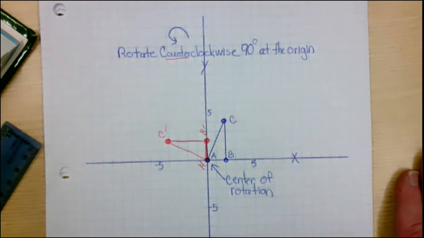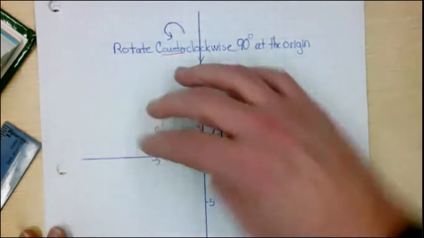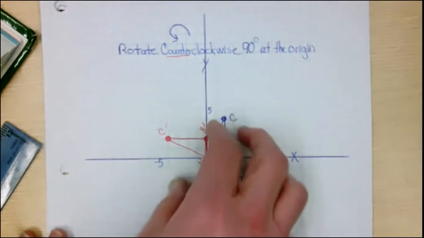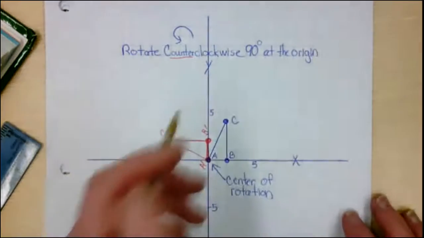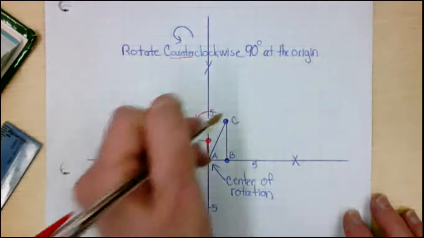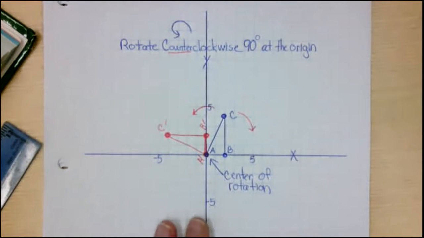I'm just looking to see what it's telling us. Rotate triangle ABC 90 degrees clockwise about the origin. So this was counterclockwise. Now let's take this one, the original, and move it clockwise. So this is counterclockwise, and this is going to be clockwise. So let's do it again.